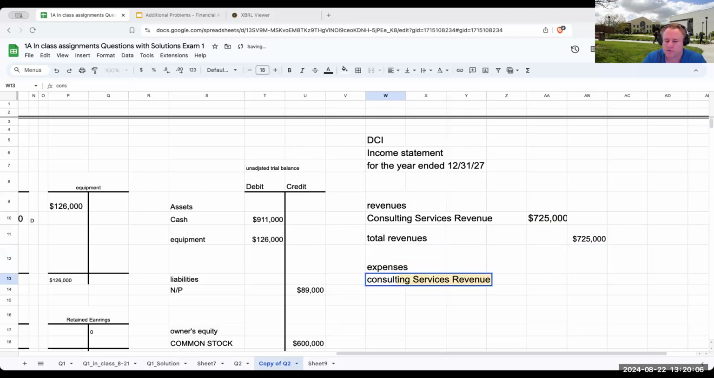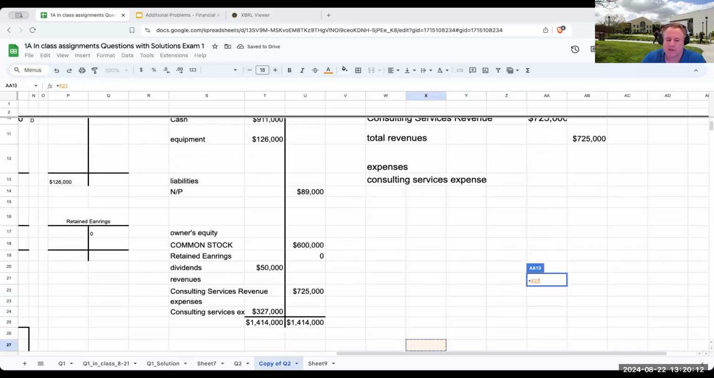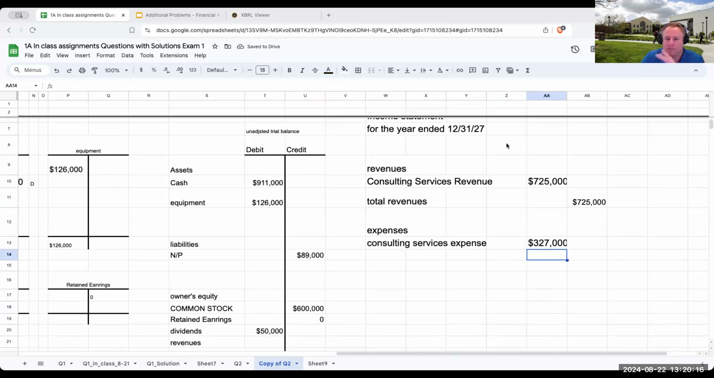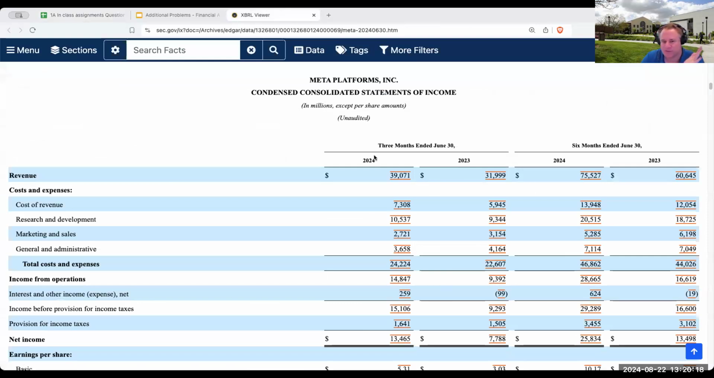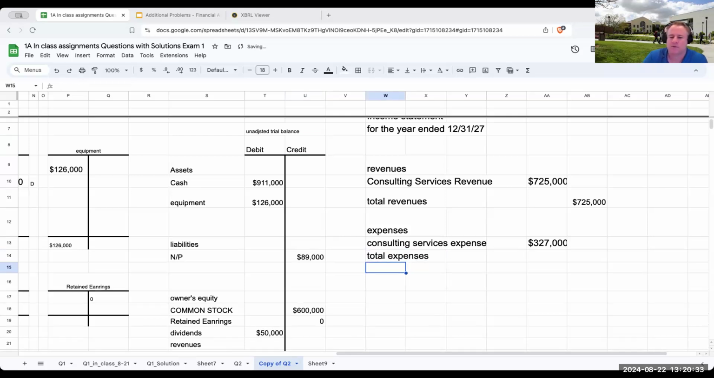Expenses, consulting services expense. This amount over here was 327. Notice I'm not putting anything where it says debit or credit. I'm just listing the revenues. When we prepare financial statements, we use debit or credit to help us record transactions. However, we're not using debits or credits in terms of doing the other part. So my total expenses are going to be 327.